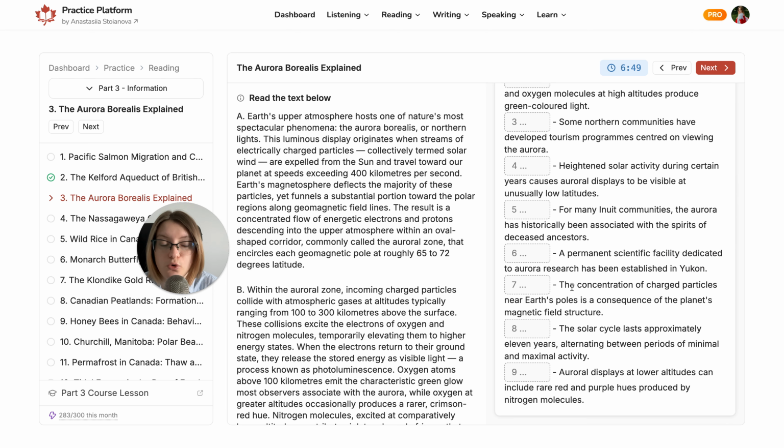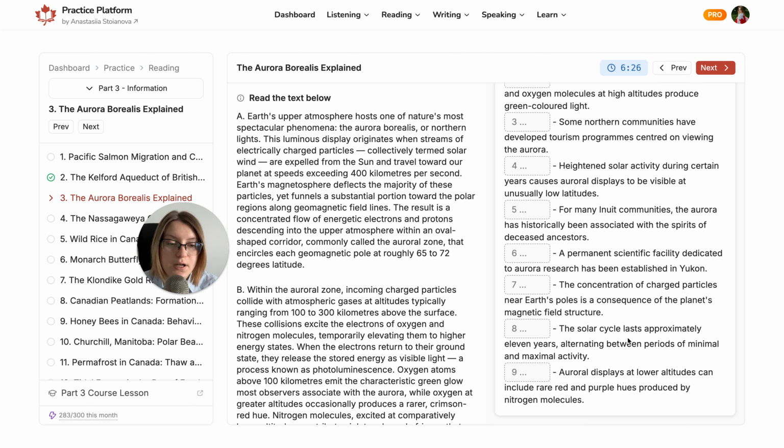And they study aurora. Number 7, the concentration of charged particles near Earth's poles is a consequence of the planet's magnetic field structure. Take a look. What do we see here? So, charged particles, okay? And then the word consequence. So that tells us something. Keep that in mind. And 2 more.